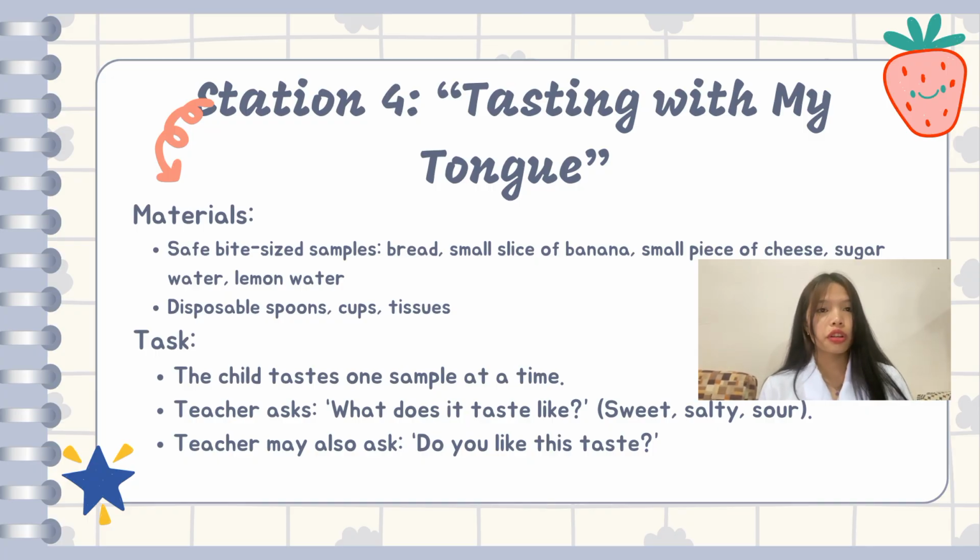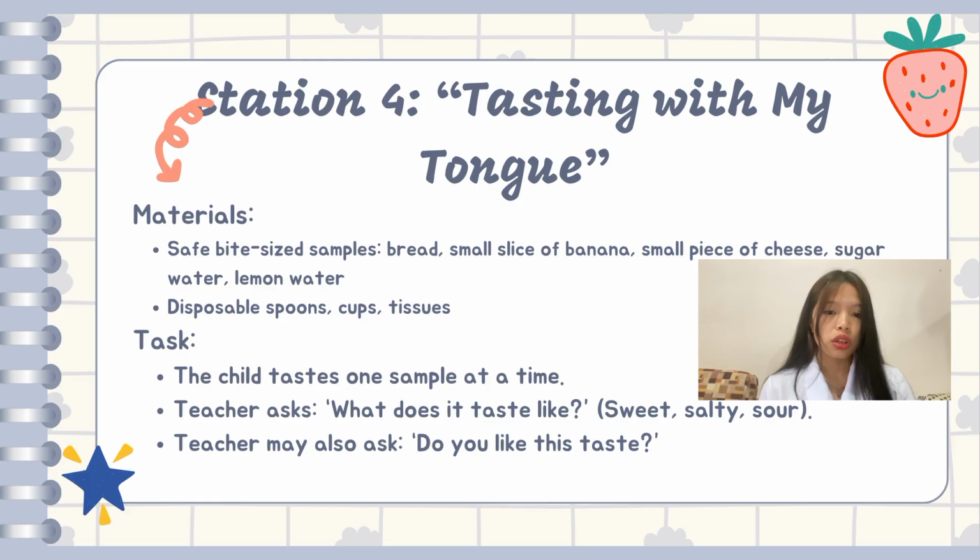In this station, the children will use their tongue to tell different flavors. The materials needed for this station are safe, bite-sized samples like bread, small piece of banana, small piece of cheese, sugar water, and lemon water. And also disposable spoons, cups, and tissues.